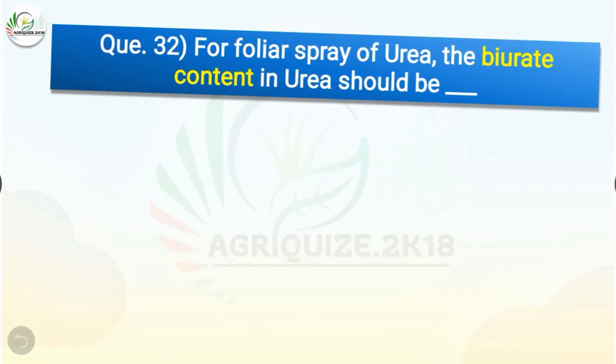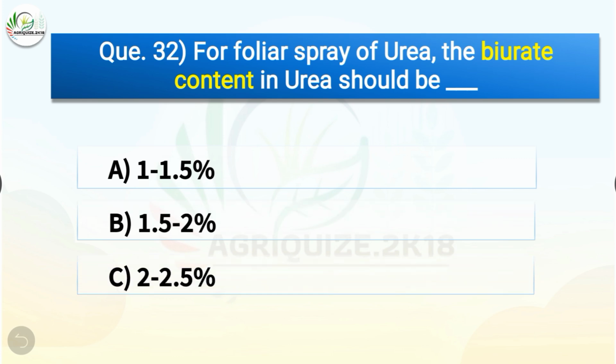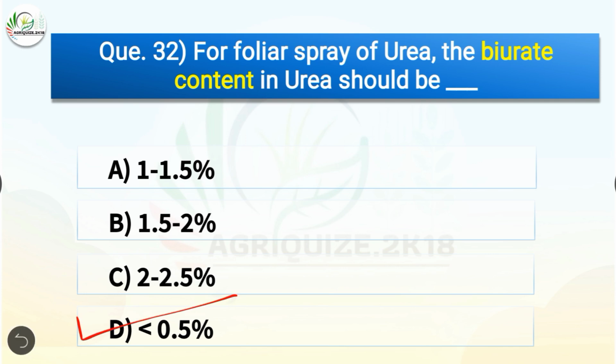Question number 32. For foliar spray of urea, the biuret content in urea should be dash. The options are 1 to 1.5%, 1.5 to 2%, 2 to 2.5%, or less than 0.5%. The correct answer is option D. It should be less than 0.5%. So for foliar spray of urea, the biuret content in urea should be less than 0.5%.